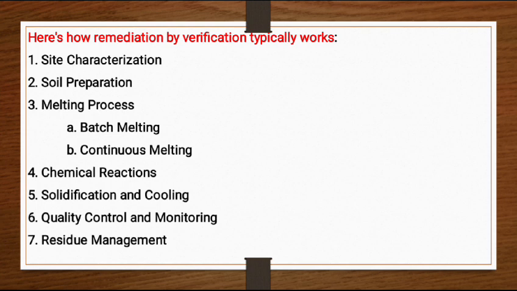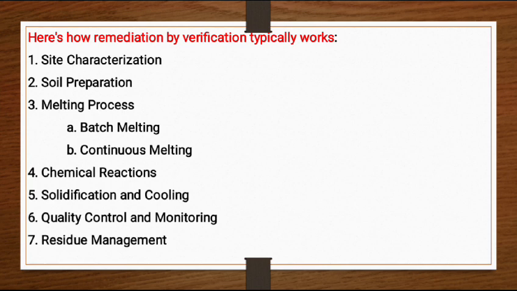And next one is the chemical reaction. During melting, contaminants in the soil or waste undergo chemical reactions and transformation. The organic contaminants are oxidized and decomposed, while heavy metals and other inorganic contaminants are incorporated into the glass matrix and converted into stable compounds.